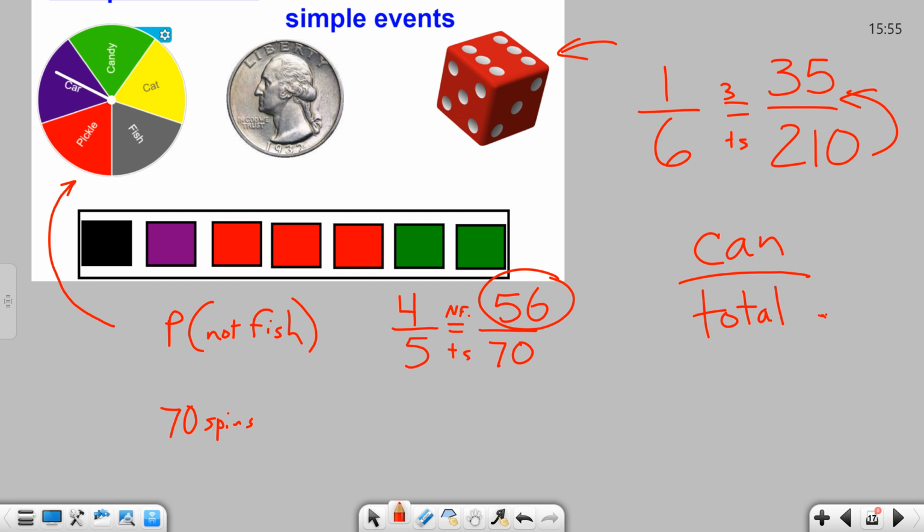The complement is if you put the word not in it, or doesn't, right? What's the probability you don't get a 5? Well, there's 1 out of 6 that you do get a 5. There's 5 out of 6 you don't get a 5. Those added together will always equal 1, the complementary events. All right.